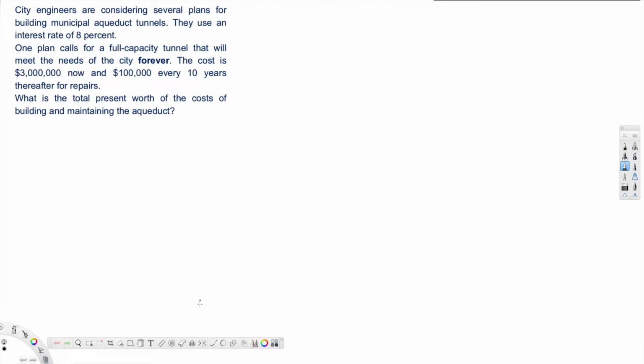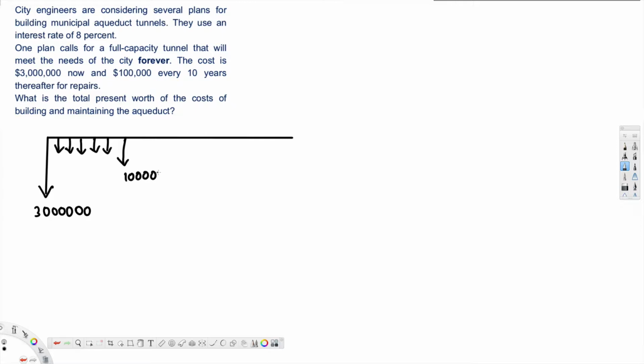Now let's put a graph for this one. Okay, initially the cost is 3 million, 3 million, and then 100,000 every 10 years. 100,000, and 100,000.